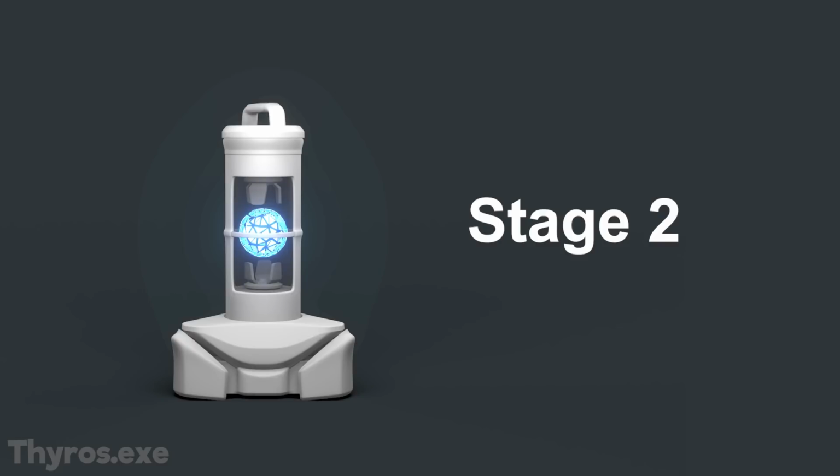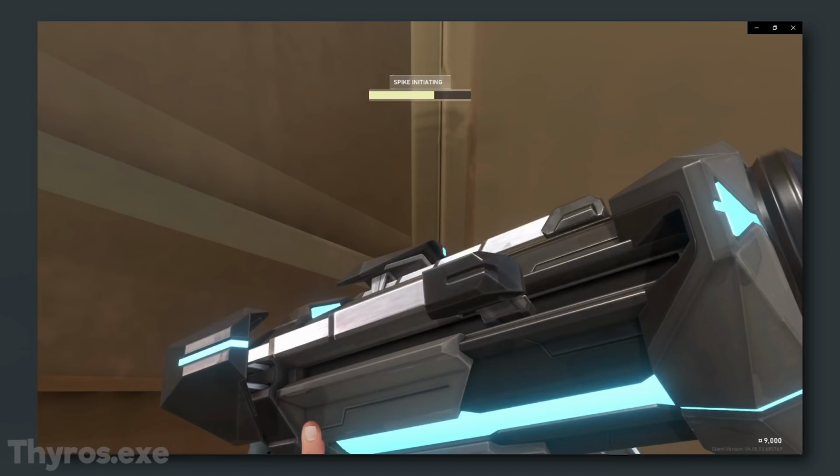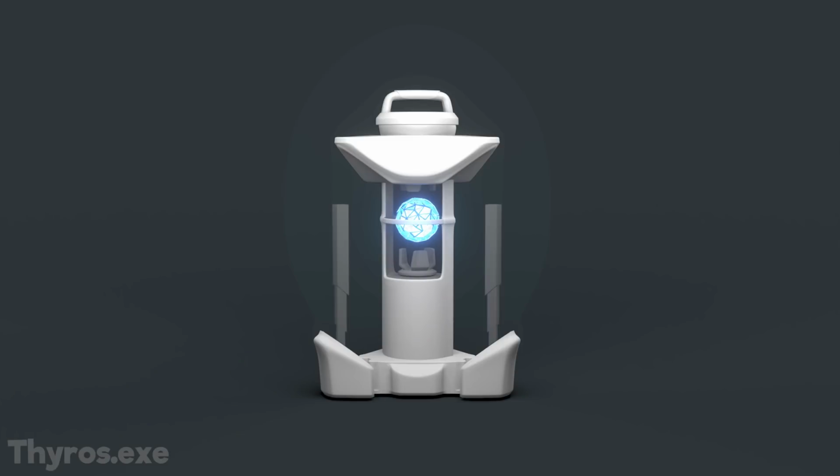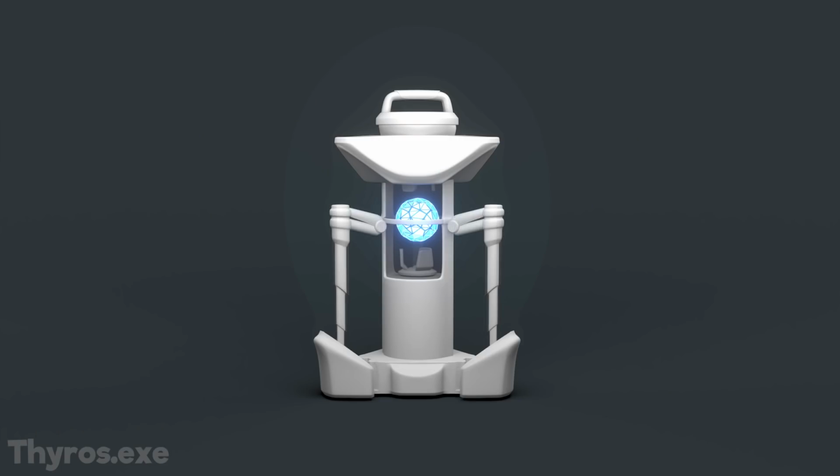Now, the third and most difficult stage followed, the open spike. The spike opens during planting and also during defusing. So the first thing that I added were the feet. I went for some futuristic robotic legs and I'm really pleased with how they turned out.